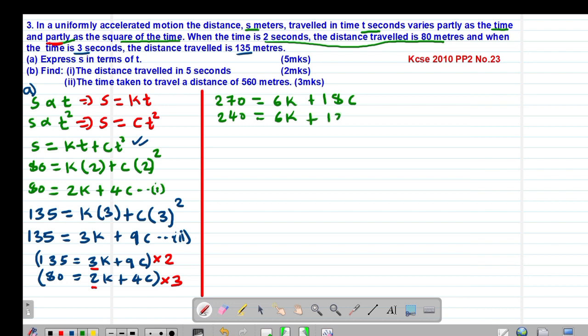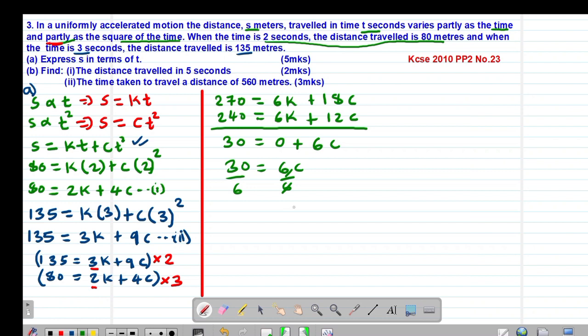So plus 12c. Then I'm going to subtract the two equations so that I can eliminate k. So 270, of course, minus 240, I'm going to get positive 30 being equal to 0, then of course plus 18 minus 12, I'm going to get a positive 6. So this will be 6c. So that means 30 is equal to 6c, divided by 6, divided by 6.